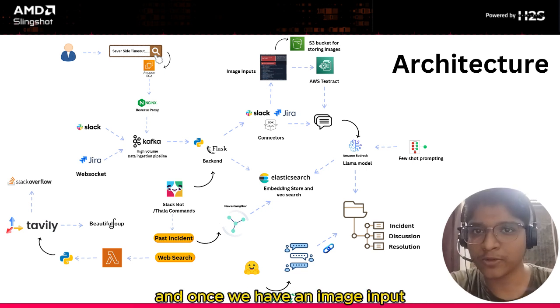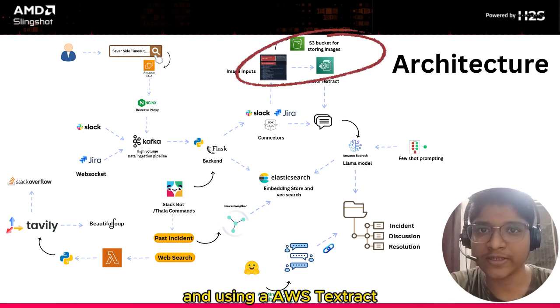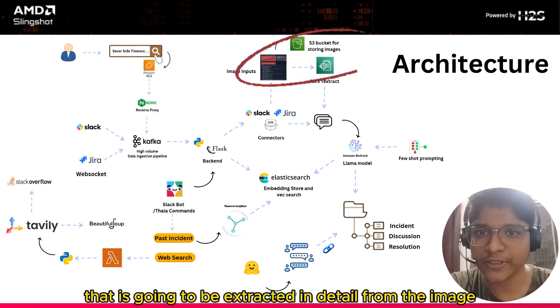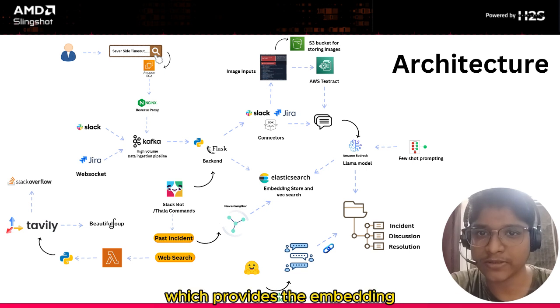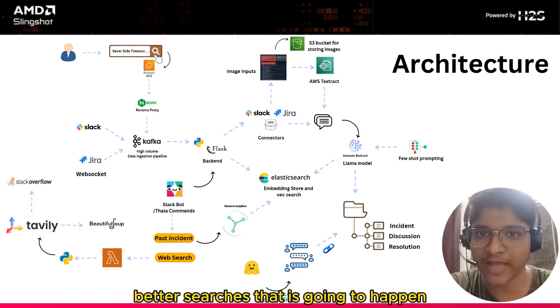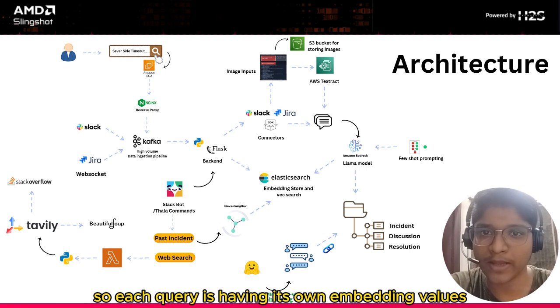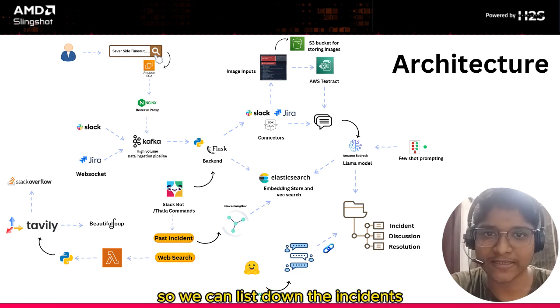Once we have an image input, it's going to be directly stored in S3 buckets, and using AWS Textract, all the text content is going to be extracted in detail from the image and passed into the Kafka queue. This Kafka queue passes them to Elasticsearch, which provides the embeddings for them and stores them for the future vector searches. So each query has its own embedding values stored in Elasticsearch, so we can list down the incidents and find a quick response.